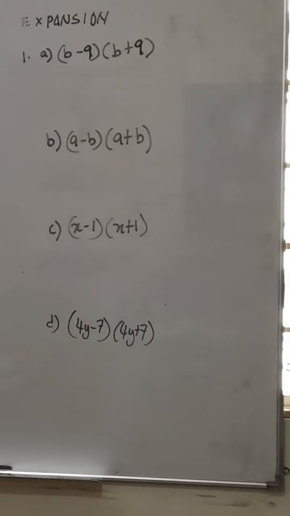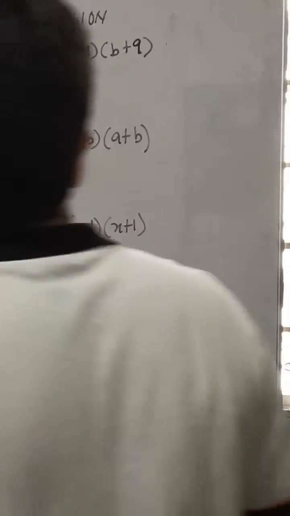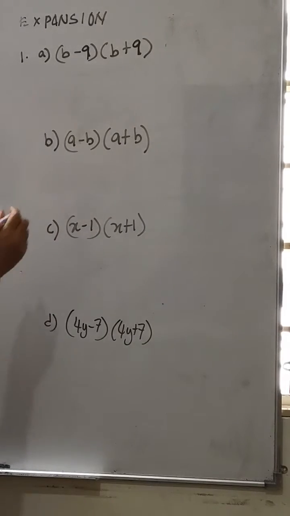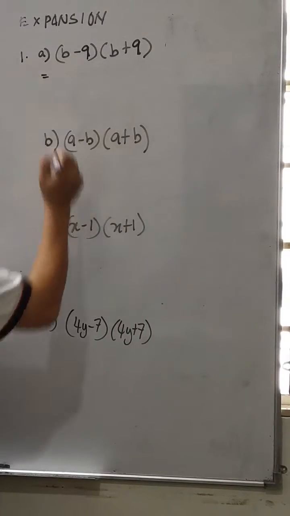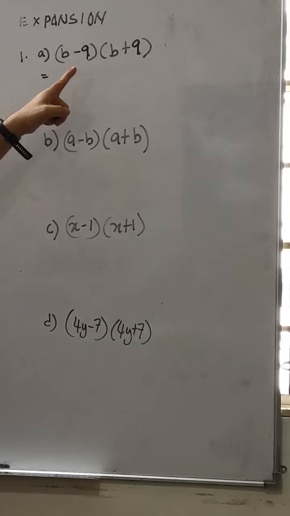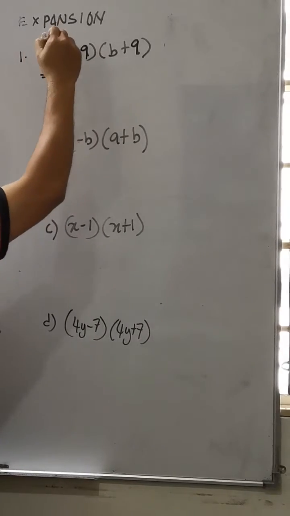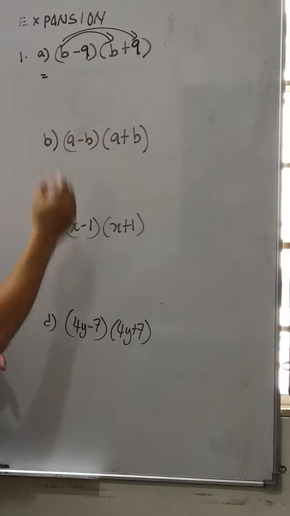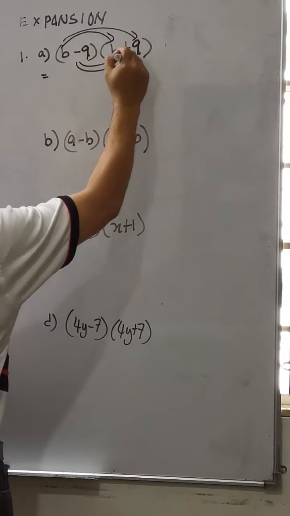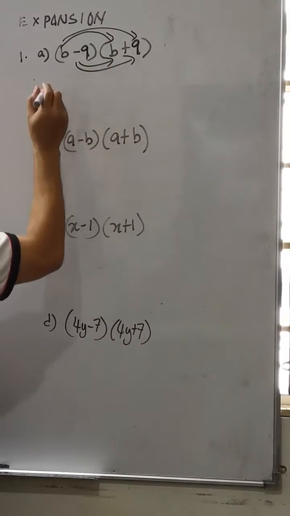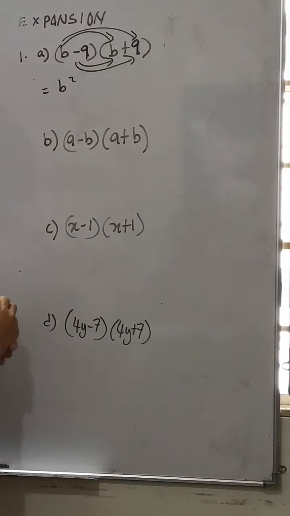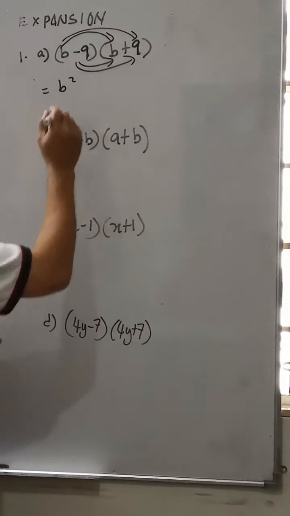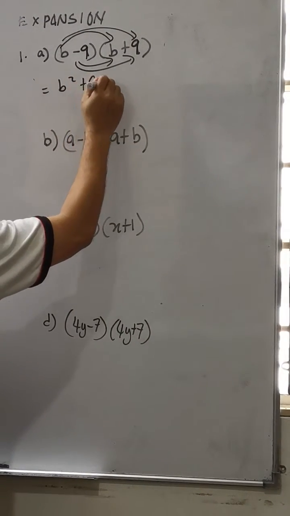We are going to do expansion. Okay, question not in textbook. So b times b again. If you have two brackets, you have to multiply like this. Understand? Okay, so give me the answer. Adam? b squared. b times 9 is 9b, positive 9b.